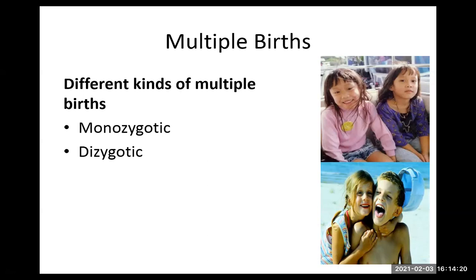Because they are the result of two separate ovum-sperm combinations, they are no more genetically similar than two siblings born at different times. Of course, not all multiple births produce only two babies. Triplets, quadruplets, and even more births are produced by either or both of the mechanisms that yield twins. Thus, triplets may be some combination of monozygotic, dizygotic, or trizygotic.